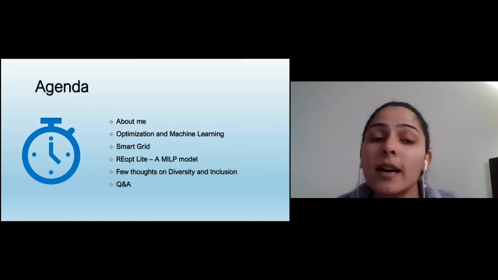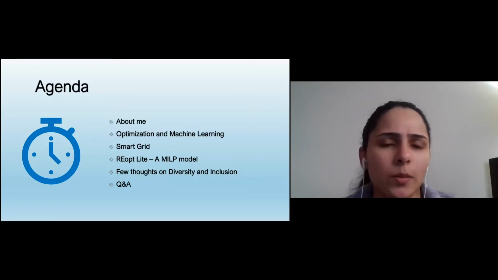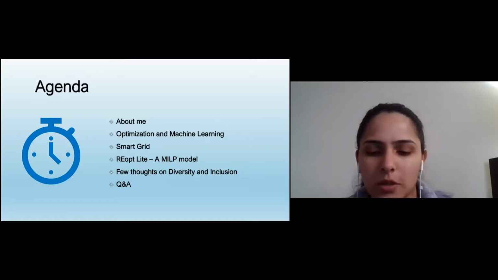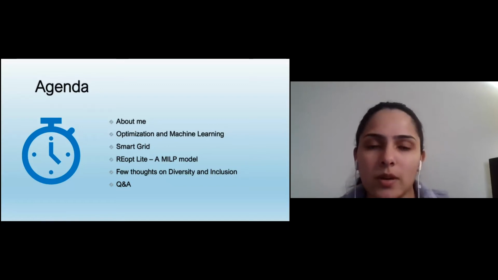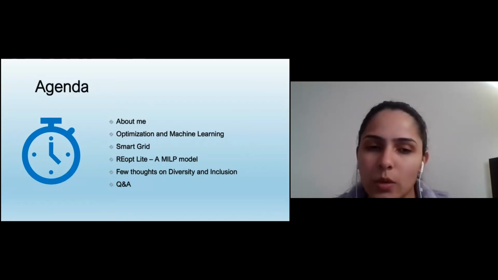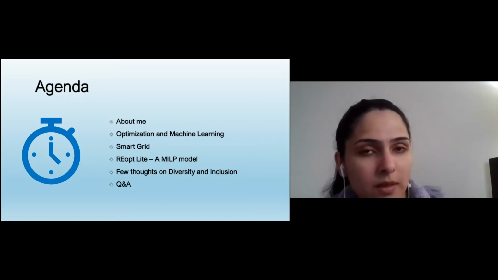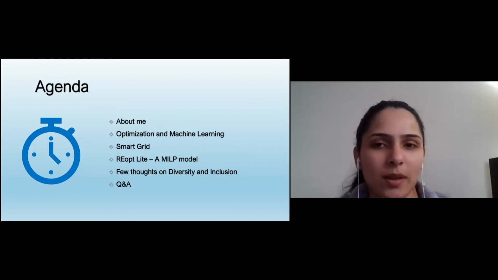After that, I'll give a quick baseline to think about optimization and relate it to machine learning a little bit before we dive into energy systems and smart grid. And then it will be a description of the REopt Lite tool, which is again an optimization model, and a few thoughts on diversity and inclusion, and then Q&A.